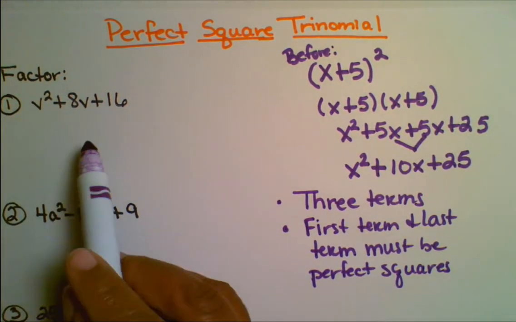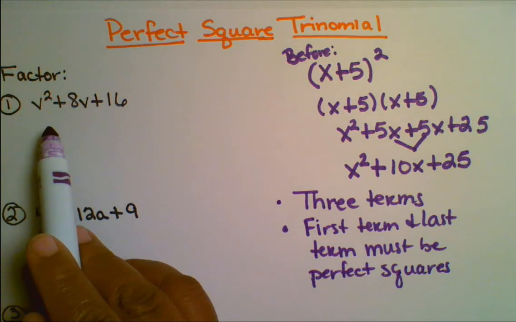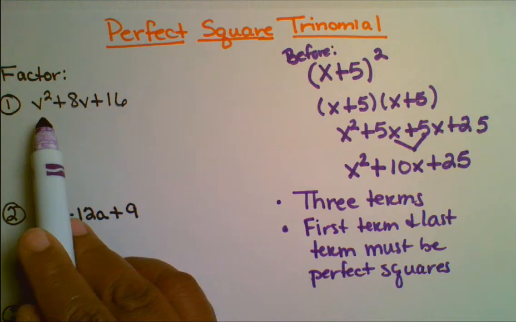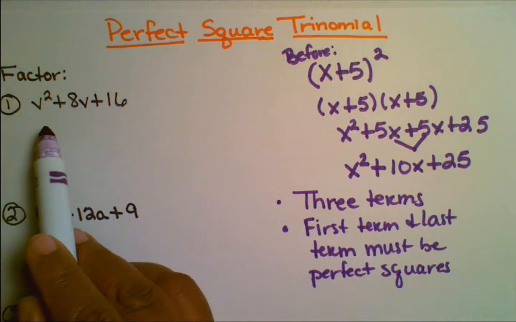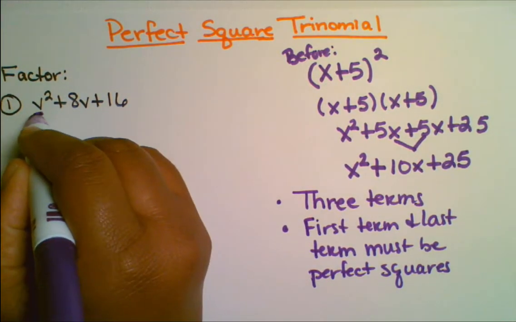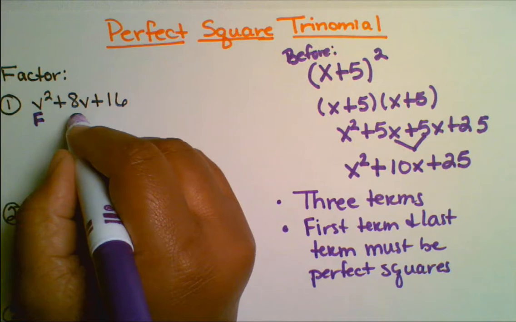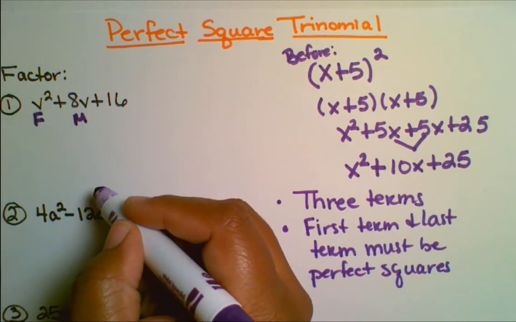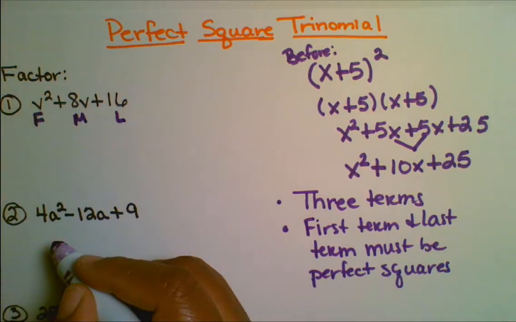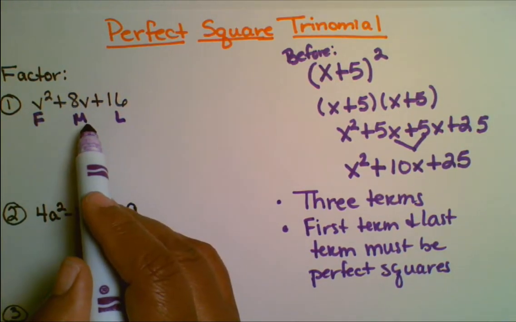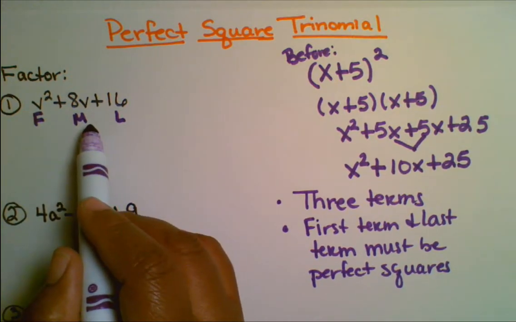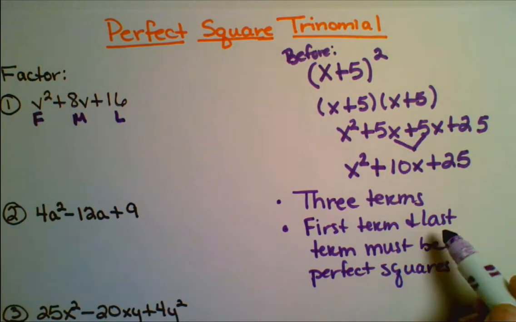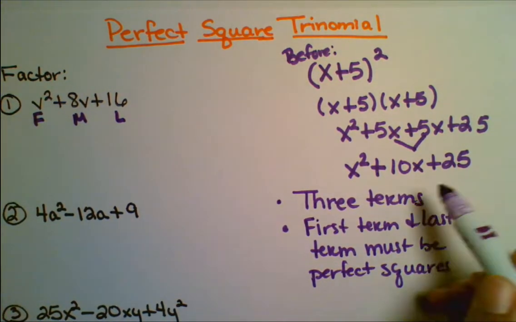So let's look at the first question that we have listed. Number 1, v squared plus 8v plus 16. So far, we have 3 terms. The first term being v squared, the middle term being 8v, the last term being 16. The middle term comes from the FOIL, the outer and inner terms, when we add those together. So we have 3 terms. We can check that off.